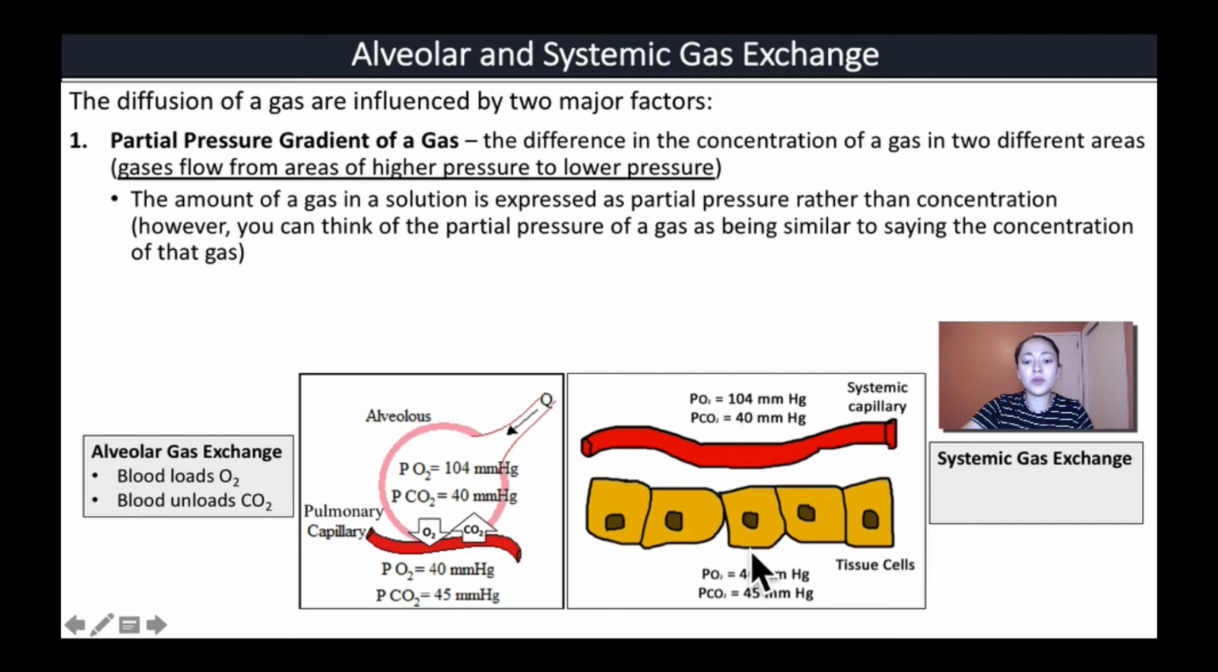Well, down its partial pressure gradient. So it's going to go from 104 to 40. And your blood will unload oxygen at your tissue cells.